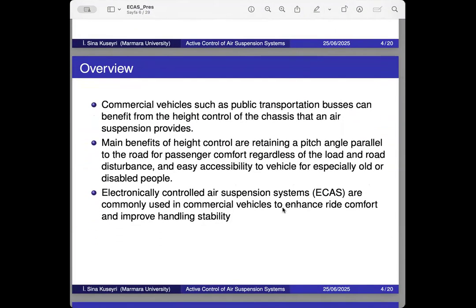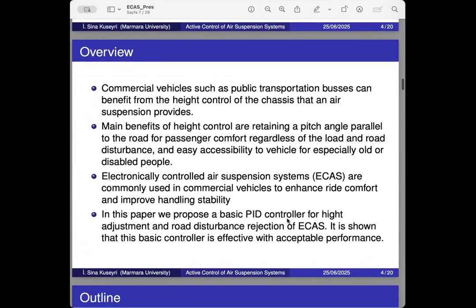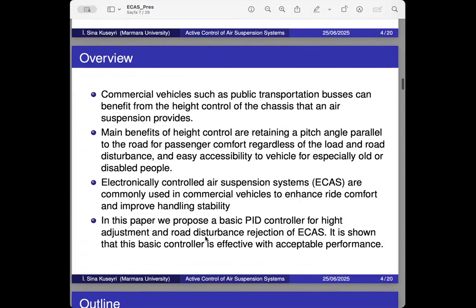Electronically controlled air suspension systems, shown as ECAS, are commonly used in commercial vehicles to enhance ride comfort and improve handling stability. In this paper, we propose a basic PID controller for height adjustment and road disturbance rejection of ECAS. And it is shown that this basic controller is effective with acceptable performance.